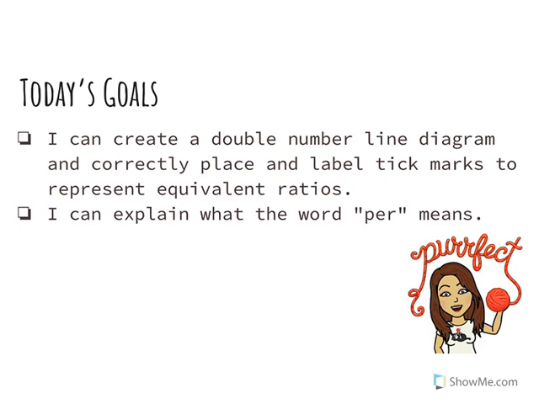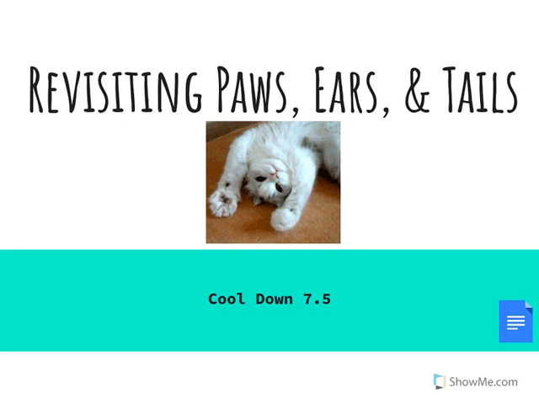Now, do you think that you can create a double number line diagram and correctly place and label the tick marks to represent equivalent ratios? Do you think you could tell me what the word per means? Hopefully the answer is yes to both of those. If you haven't already done so, please take your cool down.